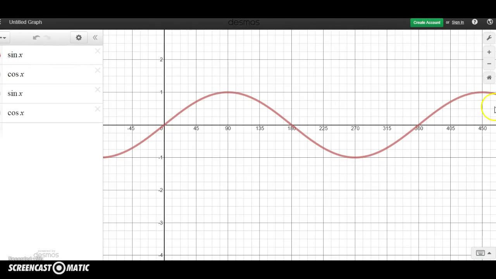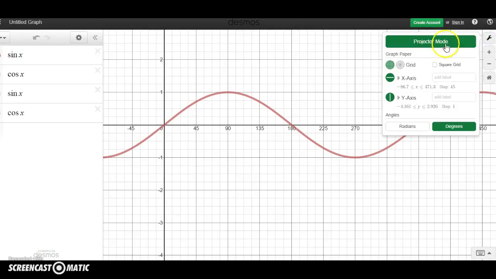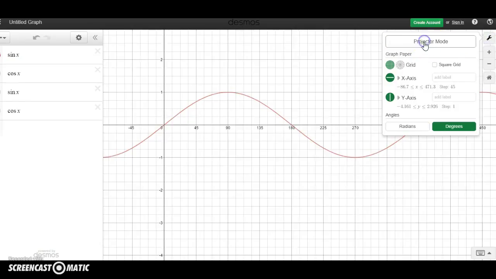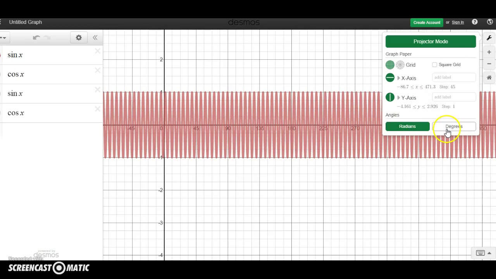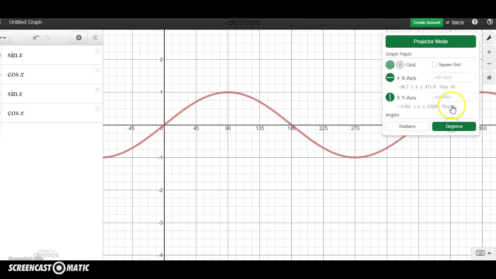Okay, if you look over here, you have this little screwdriver thing, and I'm on projector mode, so you can see it a little better. But you're gonna want to be careful here. It starts off in radians, okay, and you don't want radians, you want degrees. And then I changed everything here.